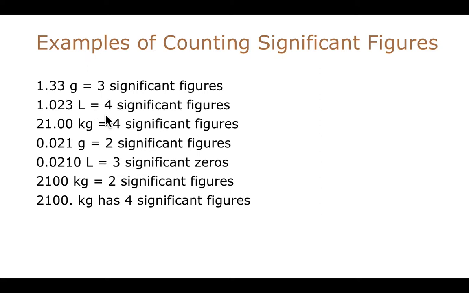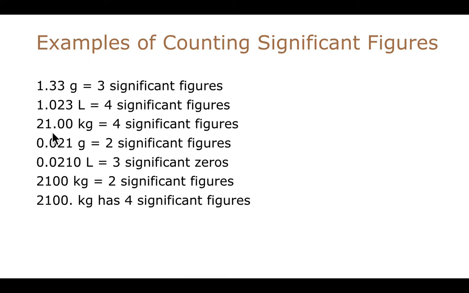1.023 liters. 4 significant figures. Now we've got a 0 here. Let's name it. It's a sandwich or a captive 0. It's between two numbers. They are always significant when they're captive. So 1, 2, 3, 4 significant figures. Let's look at the next one.